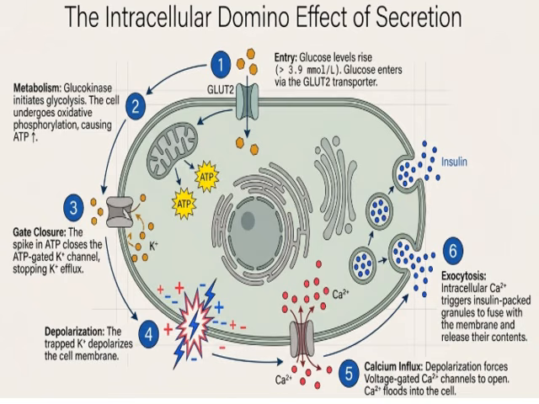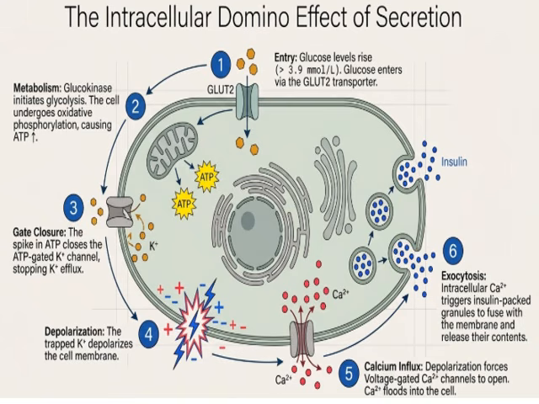So let's look at how the beta cell decides to release insulin. It's a beautiful domino effect. First, glucose enters the cells. Okay, this is step one, where the glucose enters the cell through the GLUT2 transporter when blood levels exceed 3.9 millimoles per liter, and the glucose is then metabolized, increasing the ATP to ADP ratio.